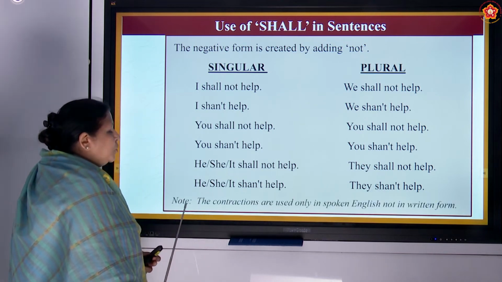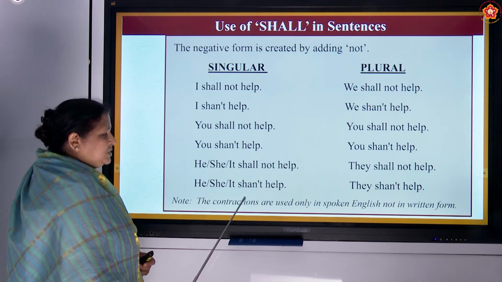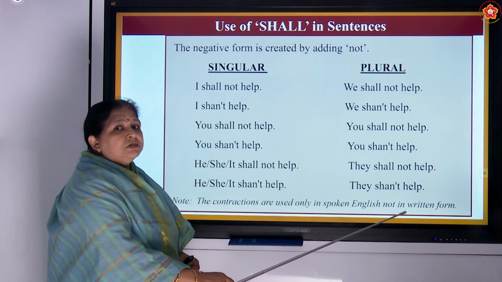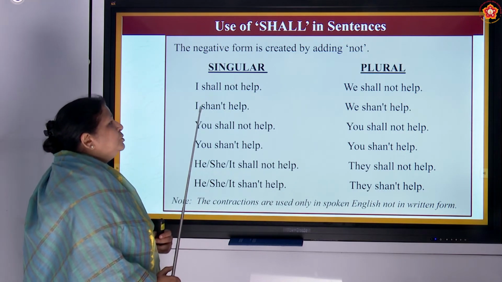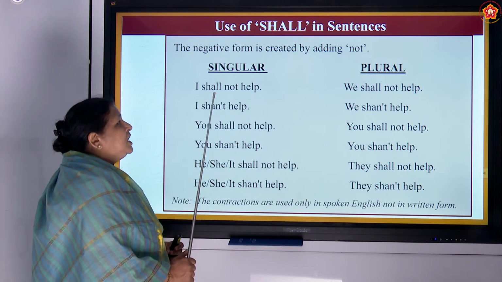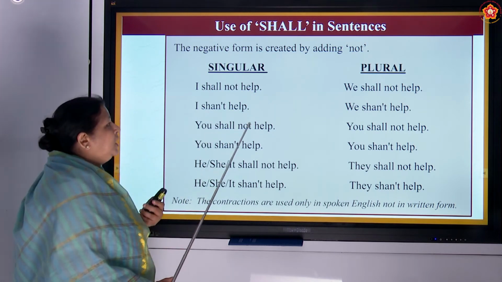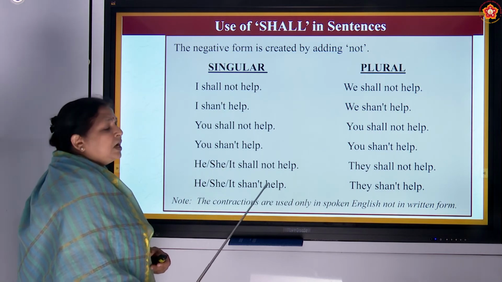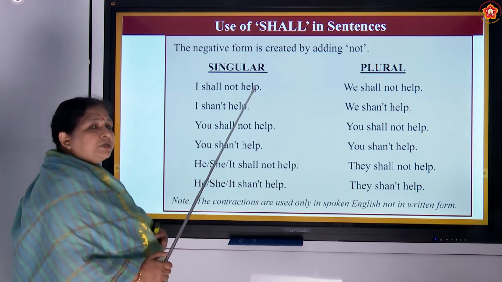Now note, I told you here, please wait before you use it. The contractions are used only in spoken English, not in written form. So whenever you are writing something, you don't use shan't help. You have to use I shall not help. When you are talking, you can say I shan't help. Shan't can be said only in spoken language, not in written. I hope it is clear.